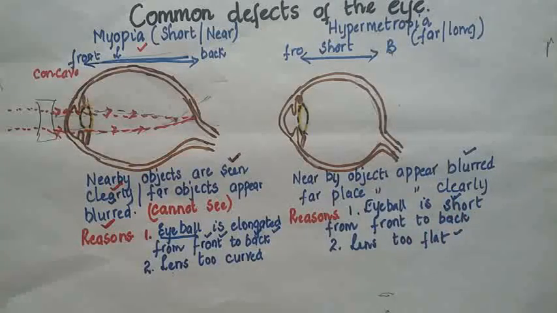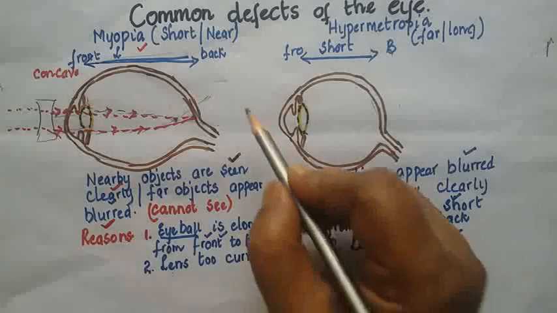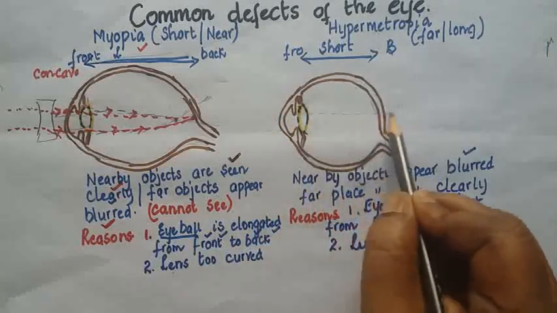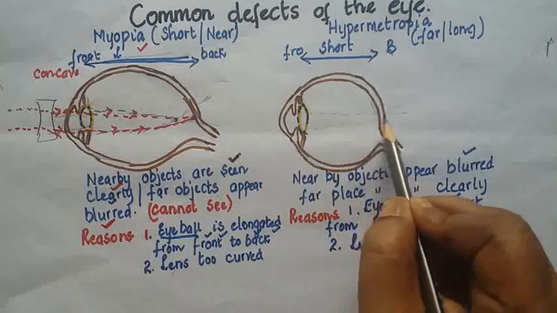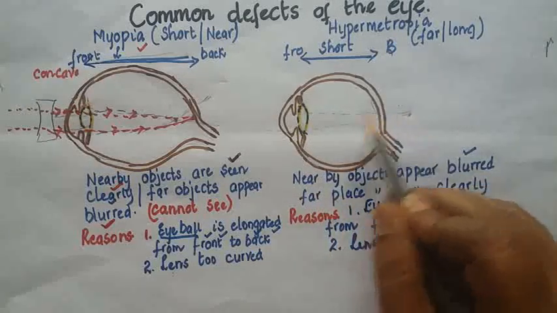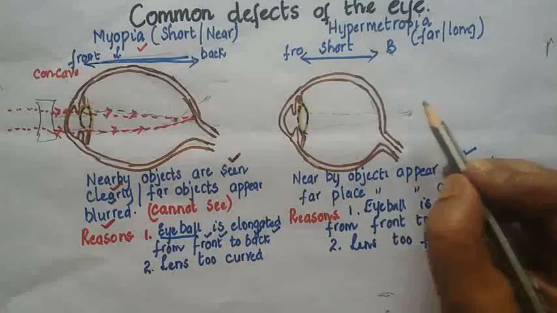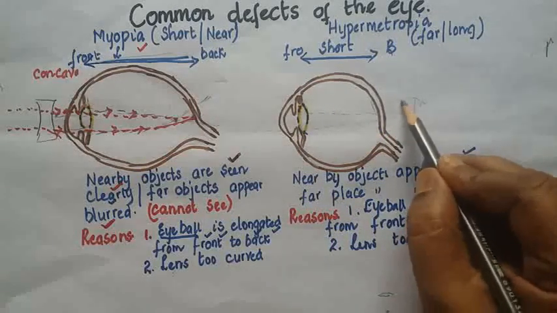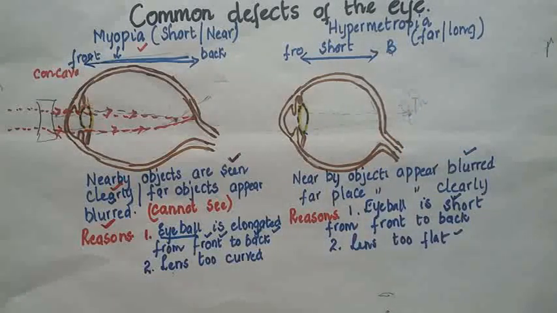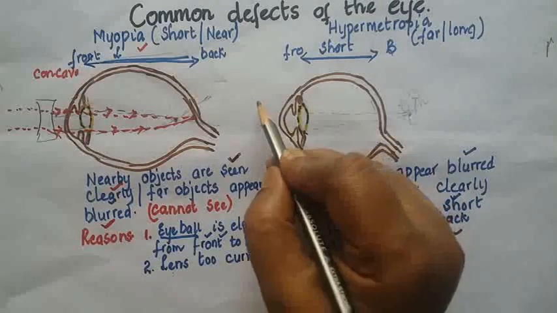Fine. So what is the rectification when a person is suffering from hypermetropia? In this condition, when the light enters into the eye, since the eyeball is shortened, all the light rays meet at a point behind the retina. So it means the image is formed behind the retina. Okay. So what is the rectification?